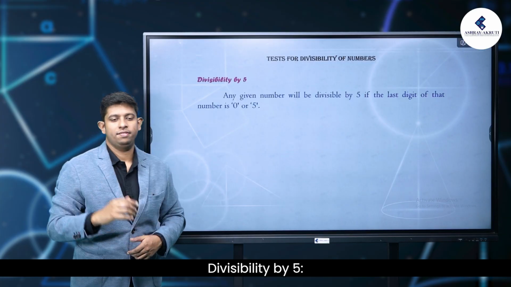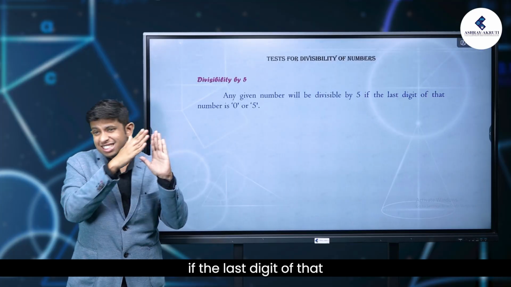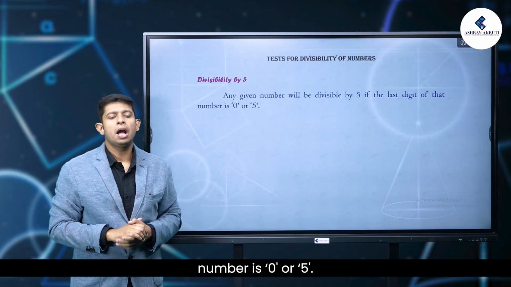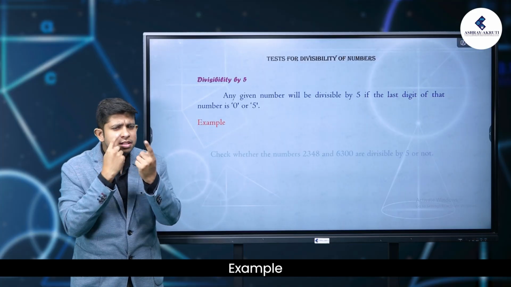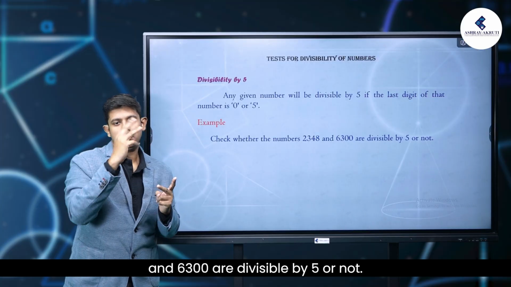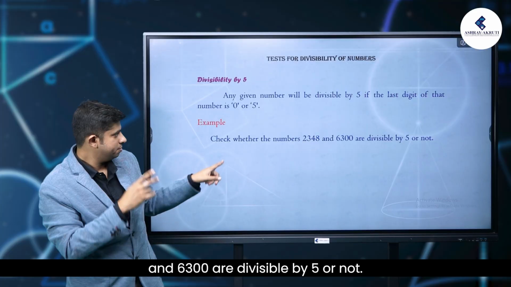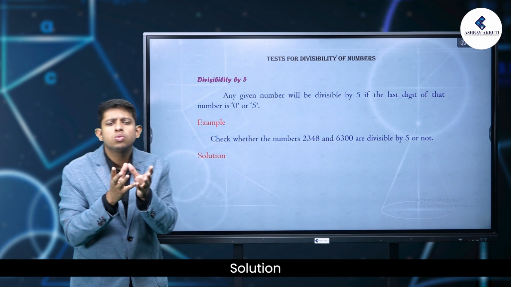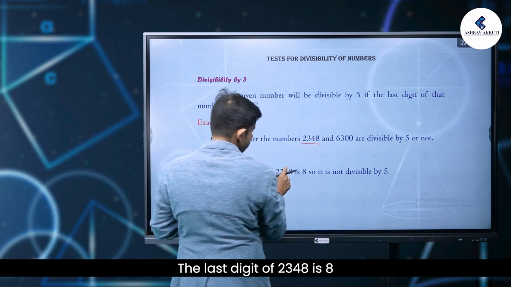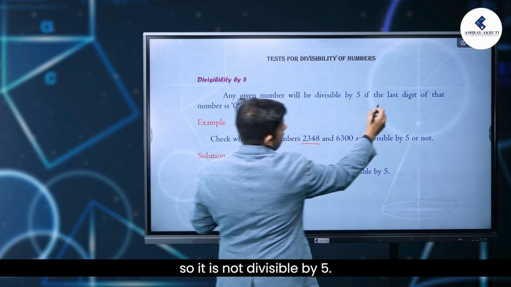Divisibility by 5. Any given number will be divisible by 5 if the last digit of that number is 0 or 5. Example. Check whether the numbers 2348 and 6300 are divisible by 5 or not. Solution. The last digit of 2348 is 8, so it is not divisible by 5.